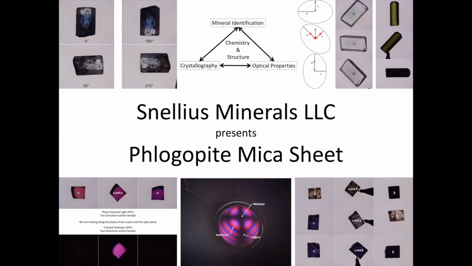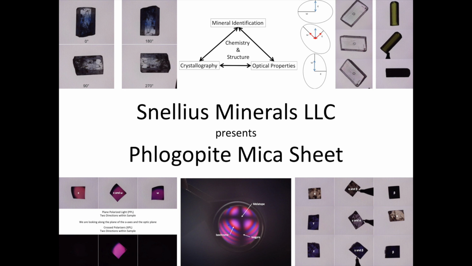Hi everybody, so today we'll be taking a look at the Phlogopite Mica sheet from Snellius Minerals. The Phlogopite Mica sheet is an excellent contrast to the oriented muscovite mica sheet that we've looked at in previous videos. And I'd suggest before watching this video, watch the video on the oriented muscovite mica sheet. We're going to cover a bunch of similar concepts and we're going to go a bit faster with our Phlogopite sheet to keep this video shorter.